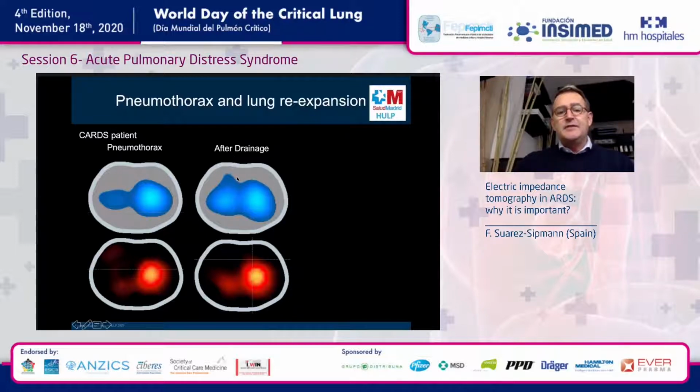And you see here after drainage, of course, the ventilation in the right lung improves, but see what happens with perfusion: still not good enough, and the patient was doing badly. So gas exchange was not improving, so we had to make a decision.